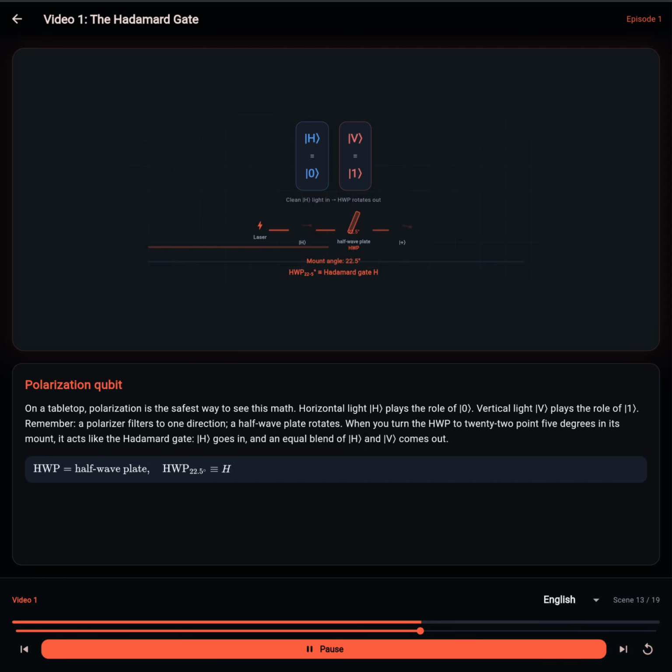Remember, a polarizer filters to one direction, a half-wave plate rotates. When you turn the HWP to 22.5 degrees in its mount, it acts like the Hadamard gate. H goes in, and an equal blend of H and V comes out.